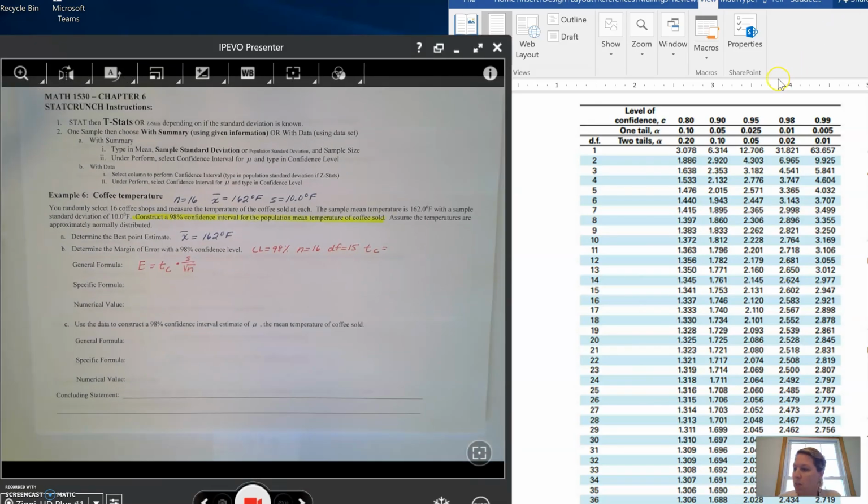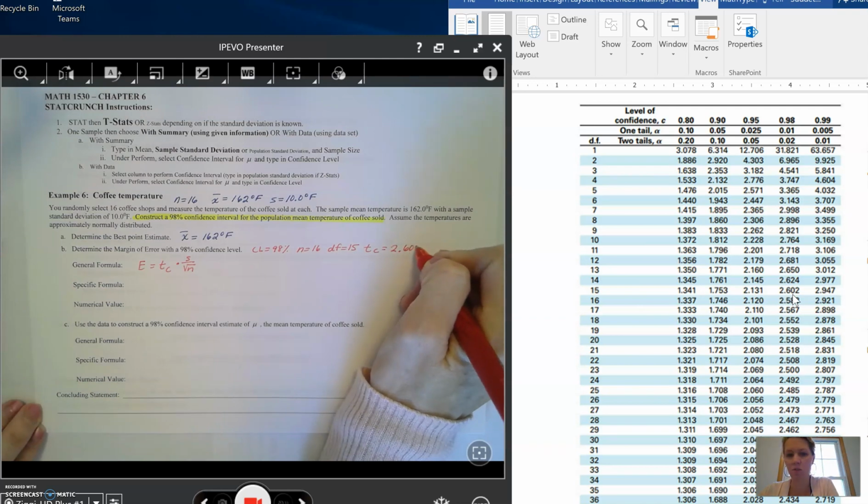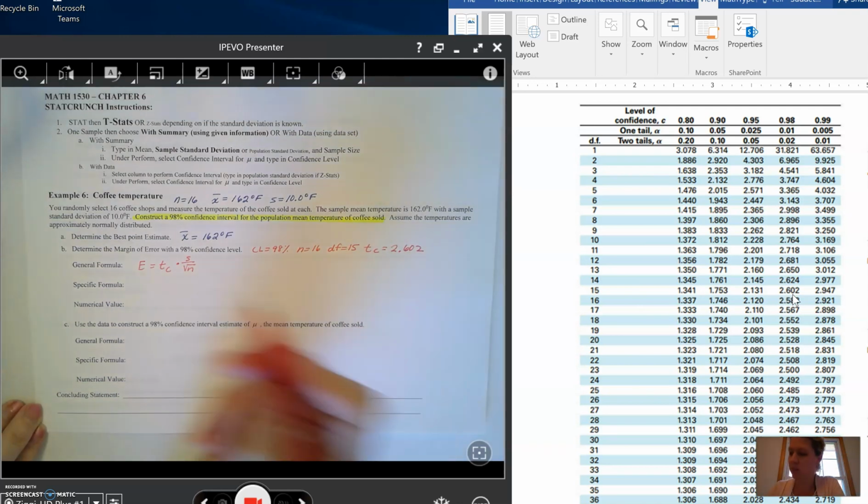Okay, so let's see. Our degrees of freedom is 15, so in the first column, go down to 15. And then to find our T critical value, you go over to the 98% column, which is the 4th column over, 2.602, I believe. Making sure I got that right. Yep, 2.602. Great. Now we can just substitute them in.